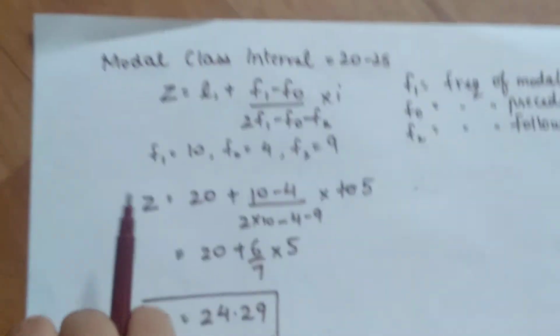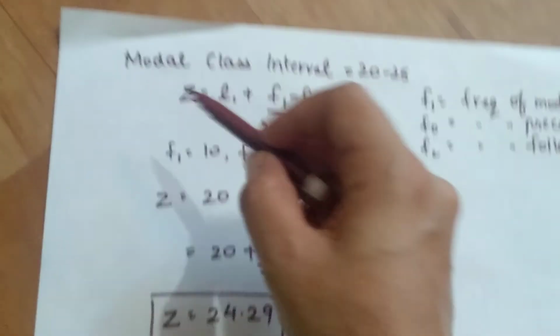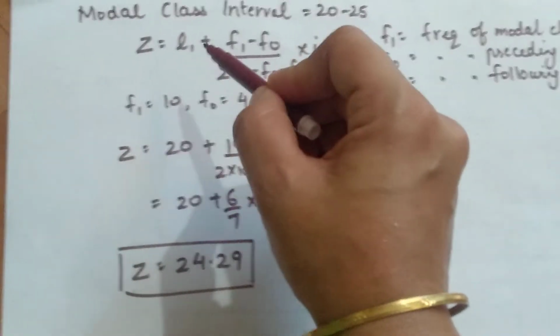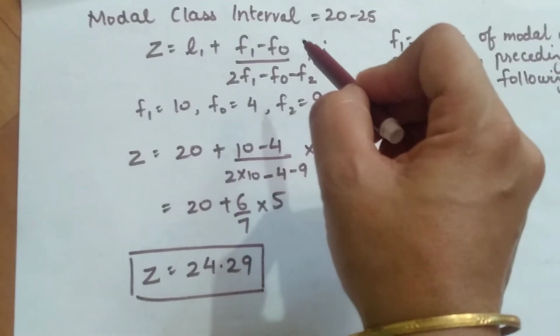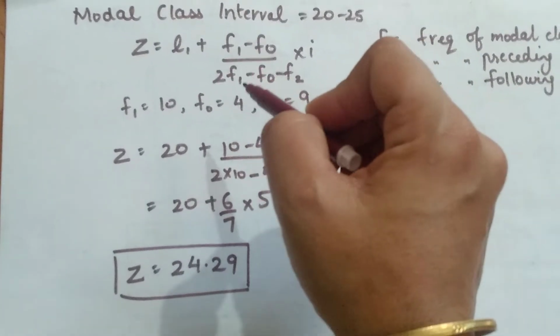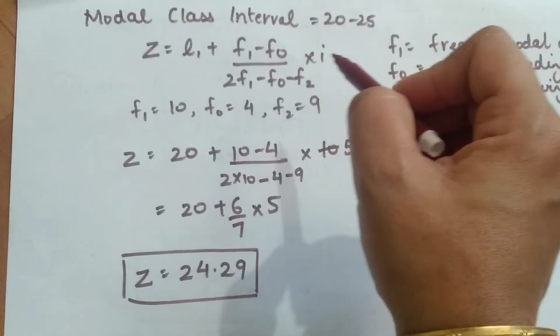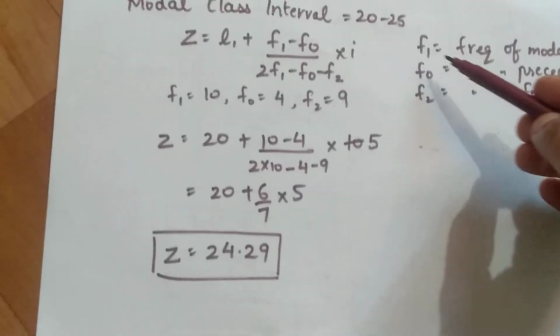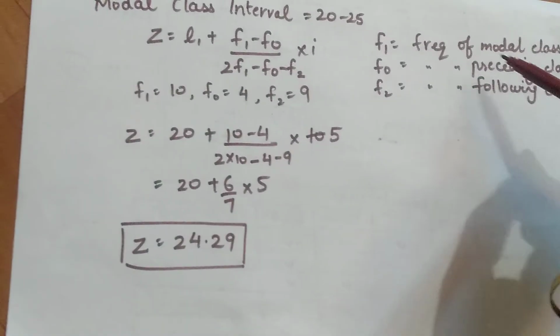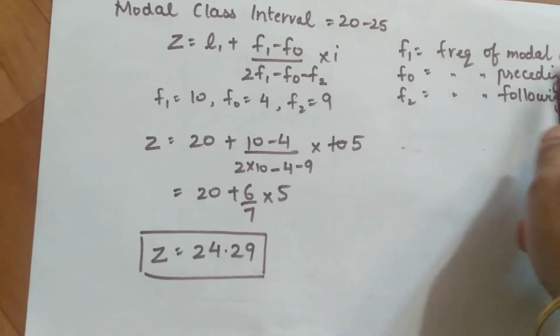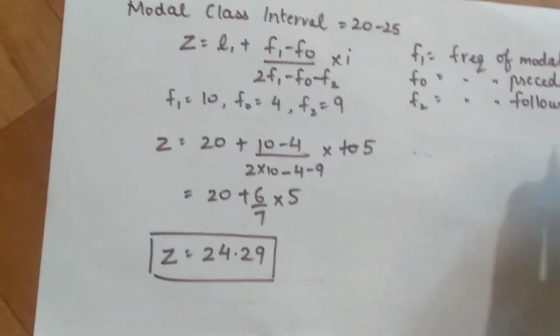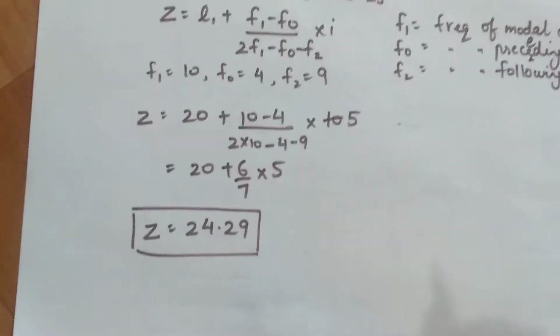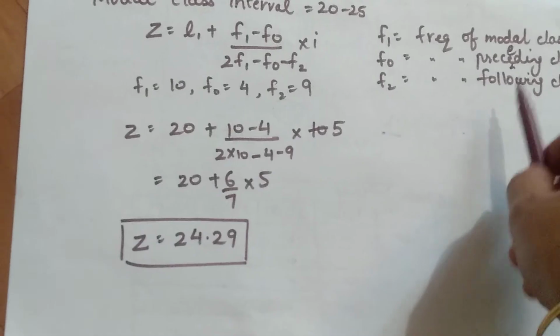After this, it is a bit complicated. So you have to take care of your calculations. After this, what we have to do is use the formula for the mode. That is, Z denotes mode. Mode is equal to lower limit plus (F1 minus F0) divided by (2F1 minus F0 minus F2), multiplied by i. L1 is the lower limit. F1 means the frequency of the modal class, the class which has the maximum frequency. F0 means the frequency of the preceding class. Clear? F2 means the frequency of the following class.